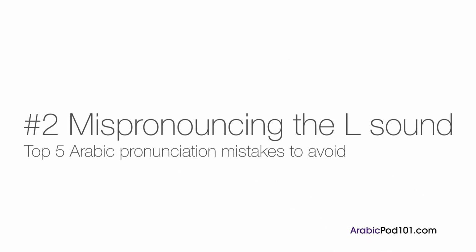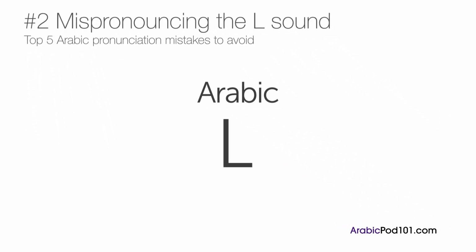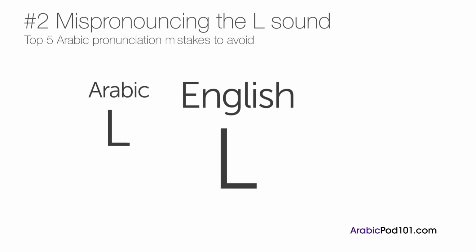Number 2. Mispronouncing the L sound. The Arabic L sound is peculiar because it sounds somewhat like an English L, but not exactly. The problem arises when speakers begin substituting the English L for this sound, and when you do, native speakers will notice immediately that Arabic is not your native language.